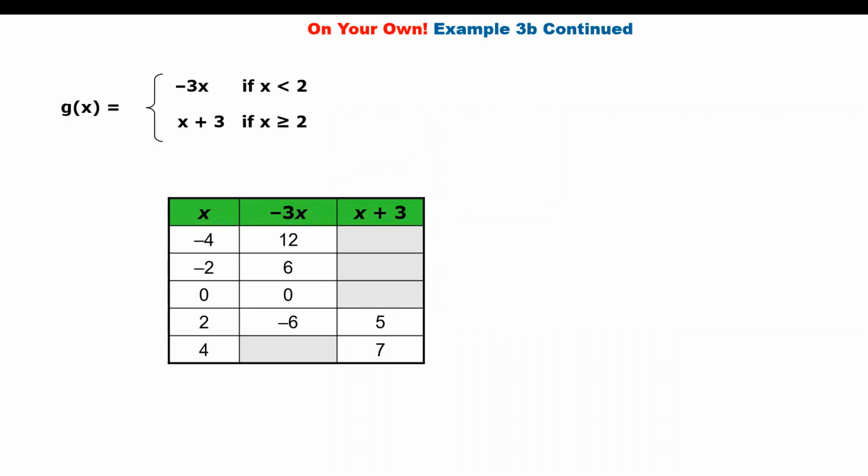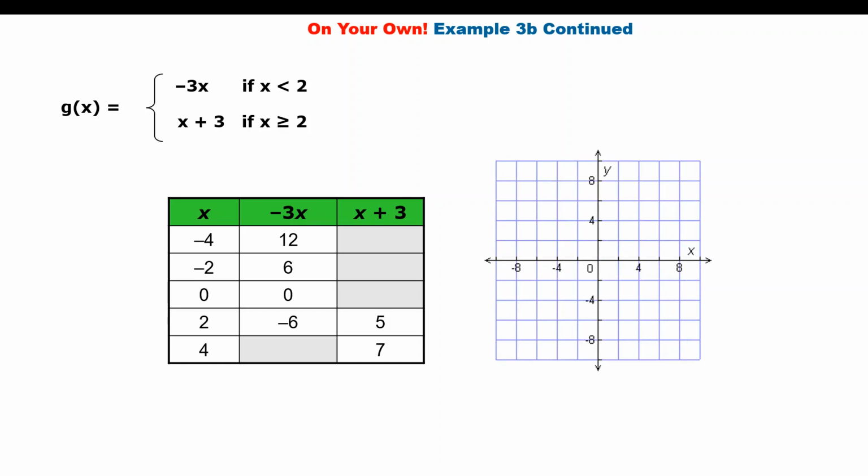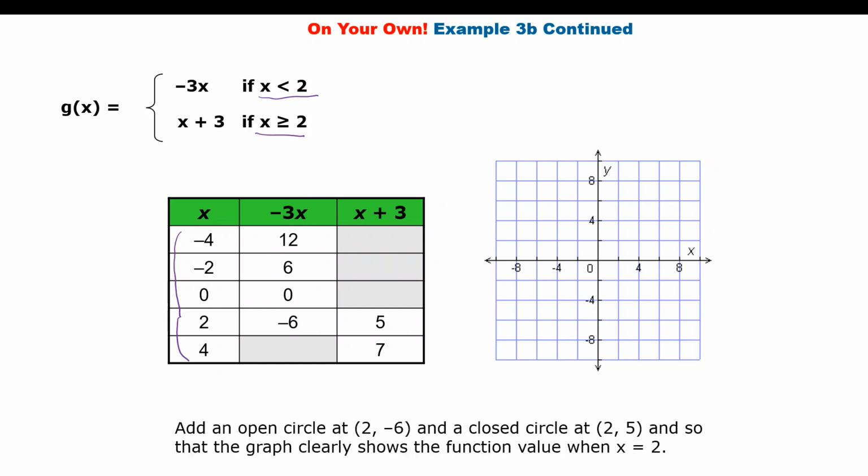All right, so when you graph, you can easily just make a table of points and choose some points when x is less than 2. So here's a bunch of points where x is less than 2. And then choose some points where x is greater than 2. So there's some points there. And then all we have to do is plot them and add an open circle at 2, -6, because notice it's not including 2.